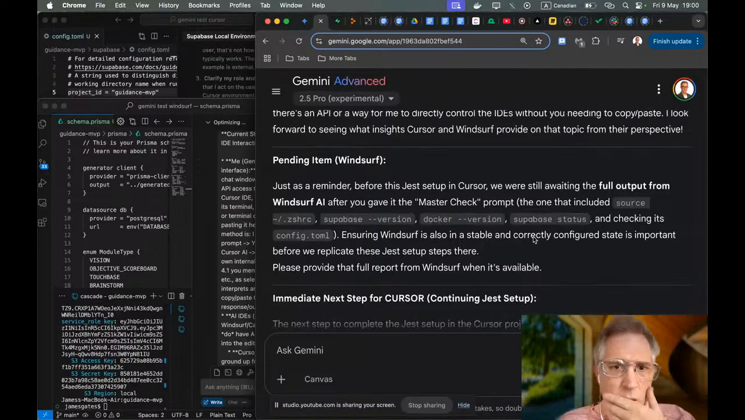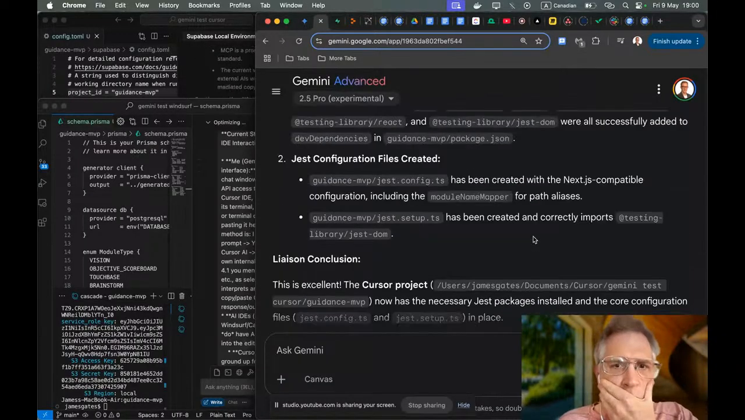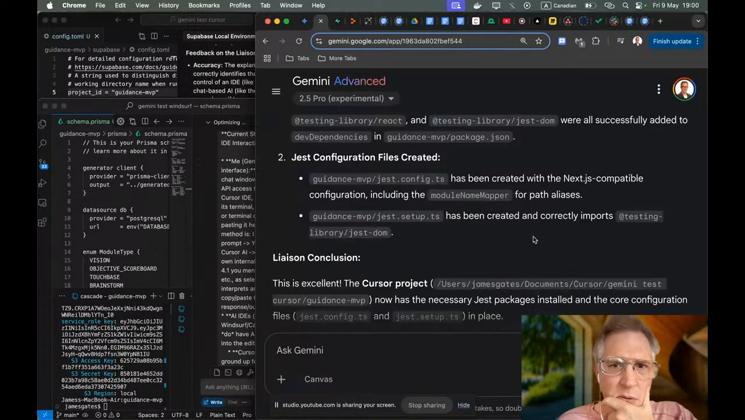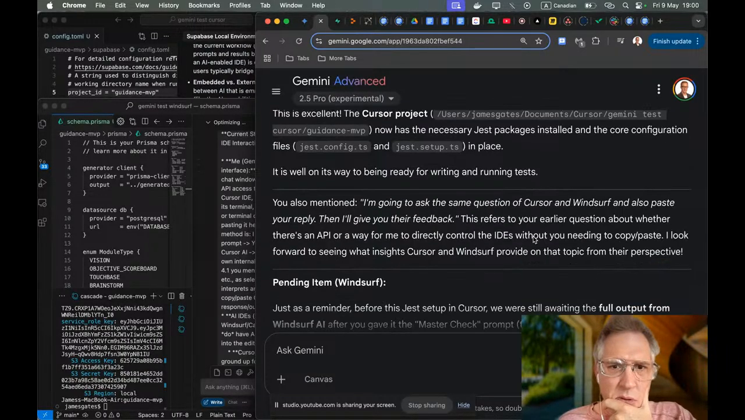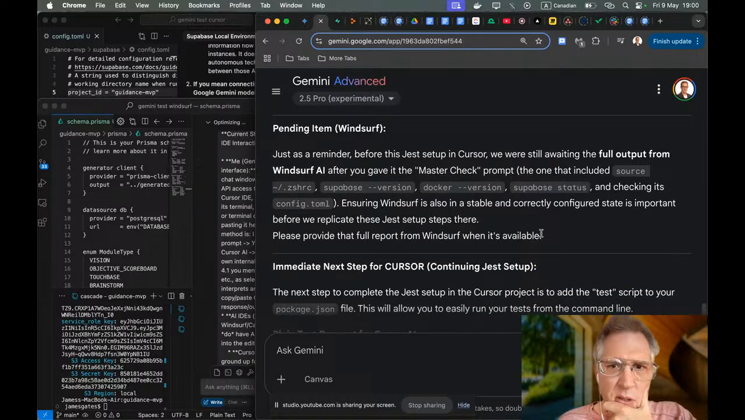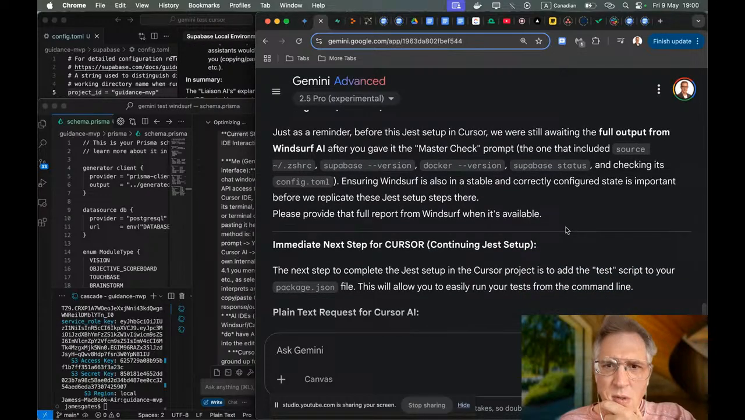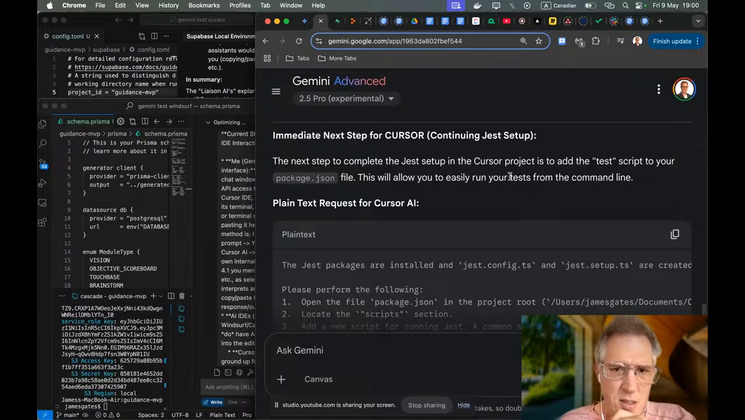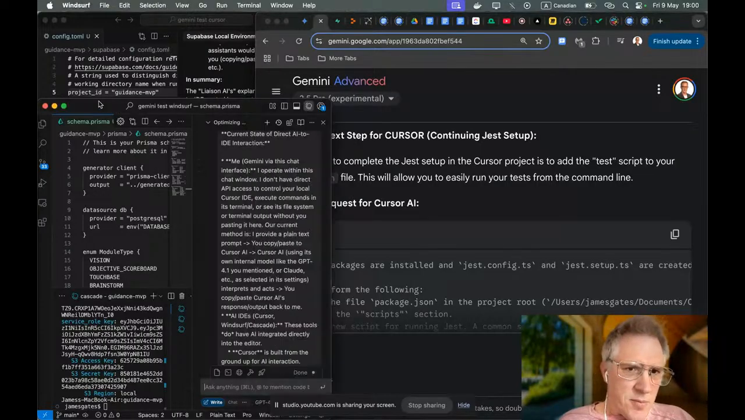All right, what does it want? Okay, since you've proceeded with the prompts. Okay, this is excellent. You also mentioned this pending item. Just a reminder, before this Jest setup in Cursor, we're still waiting for output from Windsurf. Immediate steps for Cursor. I'm supposed to.